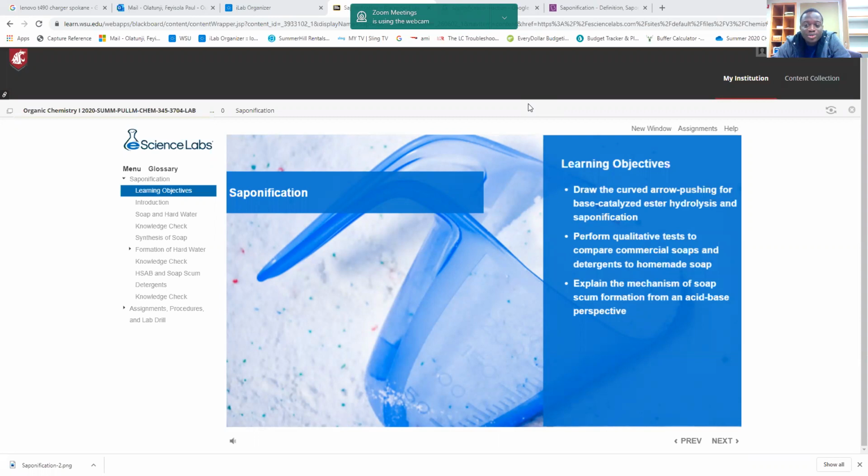So when you hydrolyze an ester, you get a carboxylic acid and an alcohol. So basically that's what you'll be doing today. Also known as saponification, also used to make soap. So today you'll be aiming to learn the base catalyzed ester hydrolysis mechanism, saponification.